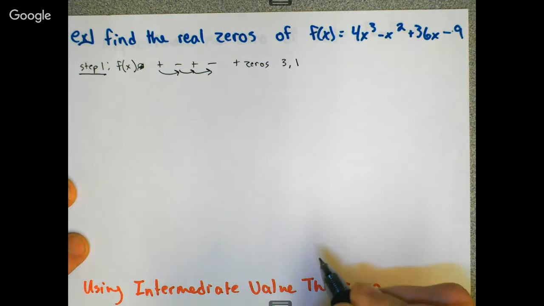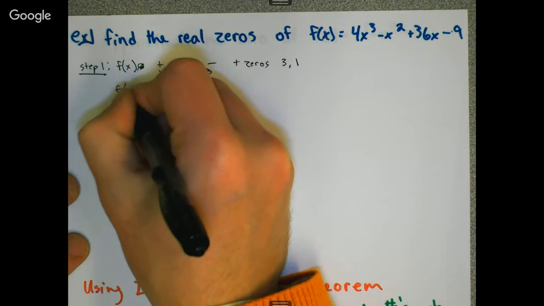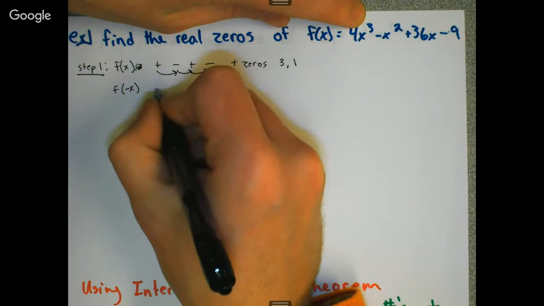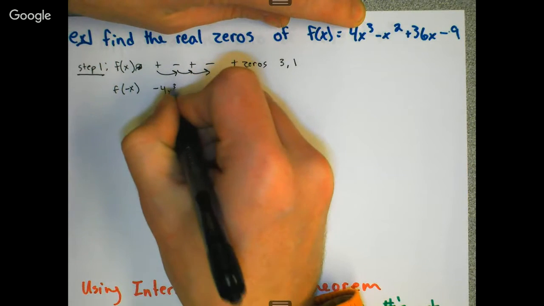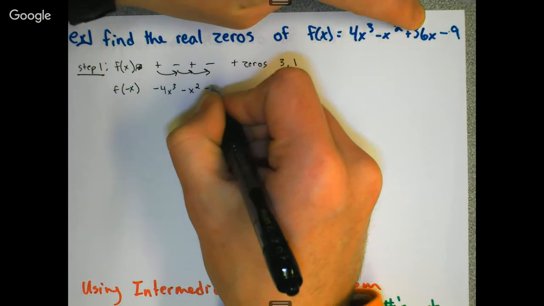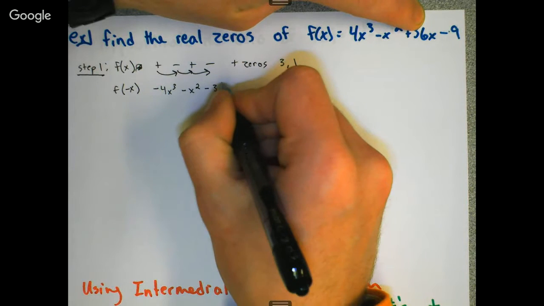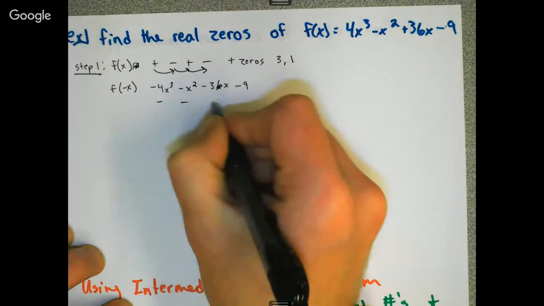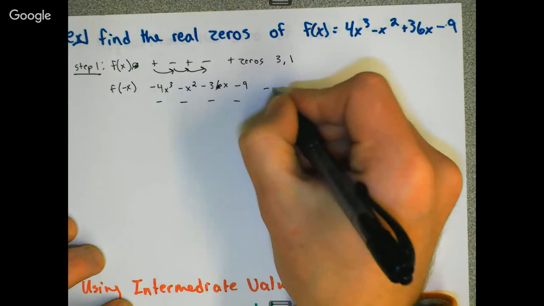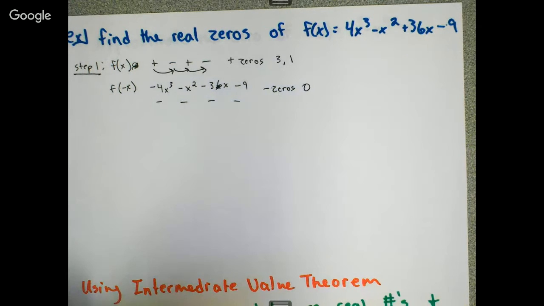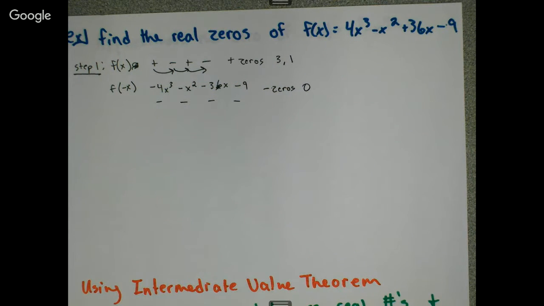f of negative x. Okay, so that's odd. So this one changes to minus 4x to the third. That one stays the same. This one changes. That's 36x. And this one stays the same. So it's minus, minus, minus, minus. So negative zeros is 0. I don't have any. There are no sign changes.